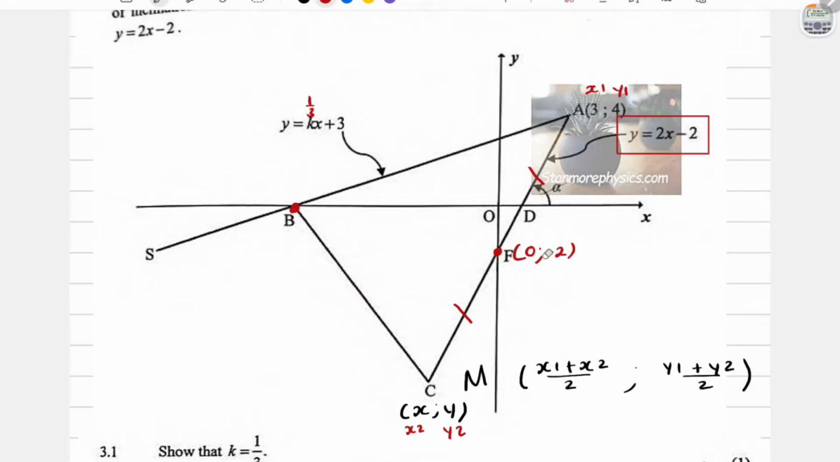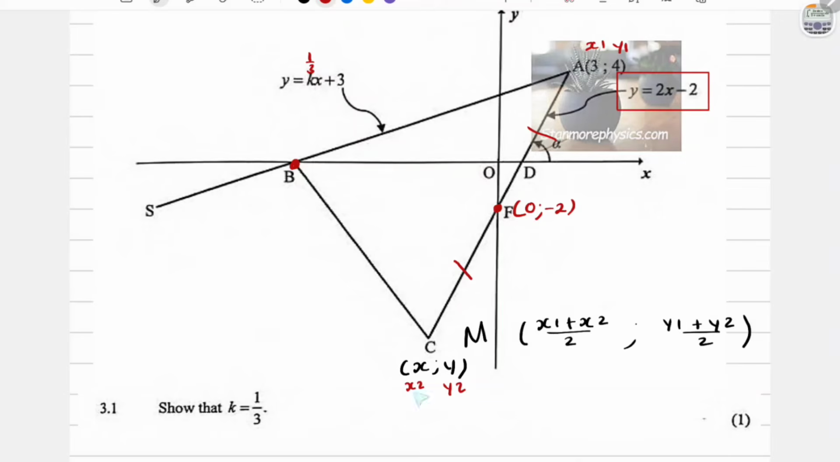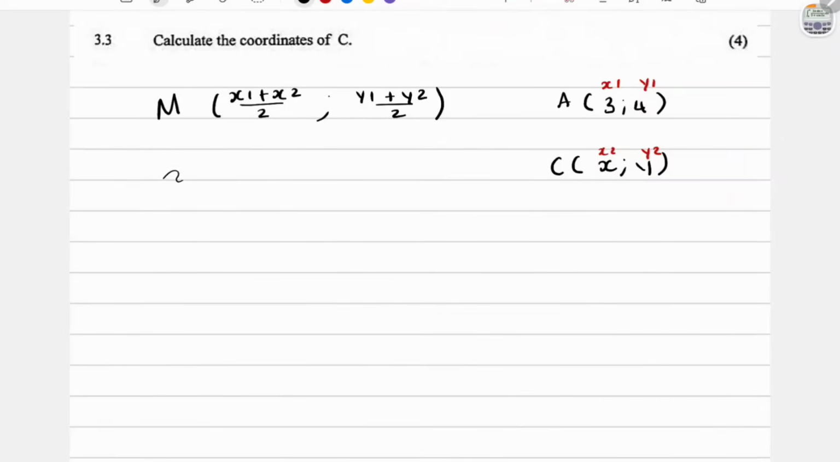If you use this as X2 and Y2, you will find the midpoint of this shorter line, which is in the middle here. Okay, that's not what we're trying to do. So we're going to go ahead and use this formula like that. Okay, so we're saying that midpoint, right?